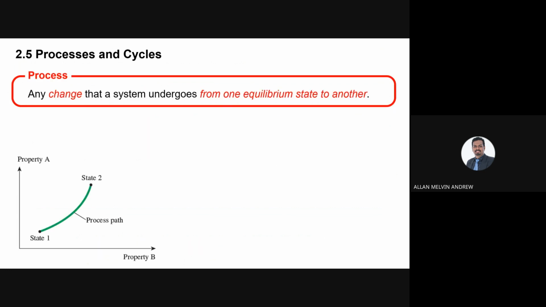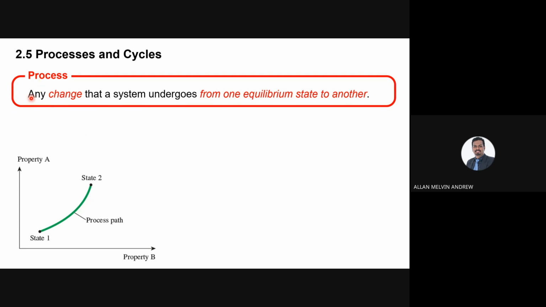Okay. So we move to 2.5, processes and cycles. So, what is a process? We will always use this term. So I'm in the midst of a process. So we are having this process. What is actually this process?